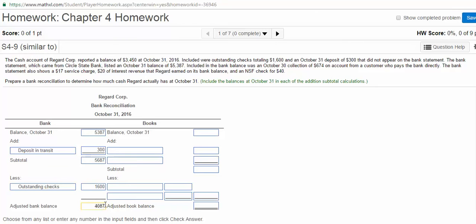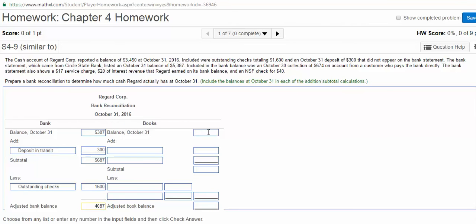Be careful, read carefully: is it talking about the cash account that's on the books? Is this what the company says cash should be? Or is this what the bank says it should be? So here what happened was you need to read carefully. It says, which came from Circle State Bank. It says the bank statement listed an October 31st balance of $53.87. So start with the ending balance for the bank per the bank statement. Add deposits in transit and subtract outstanding checks.